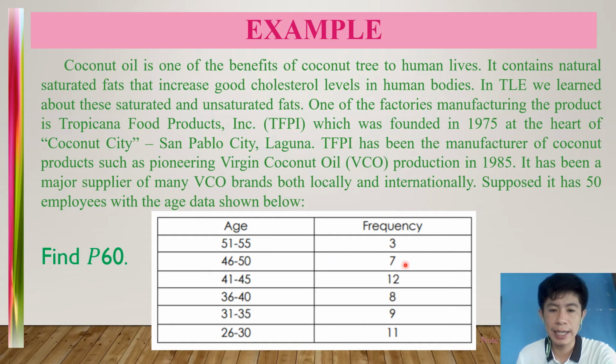Okay, and then 7 of these employees are of ages 46 to 50. 12 of them are of ages 41 to 45, and so on. So this is the table. As we can observe, this data is presented in group data. So this is a group data. Problems involving group data, we will use the formula for the group data. Okay, let's solve this.